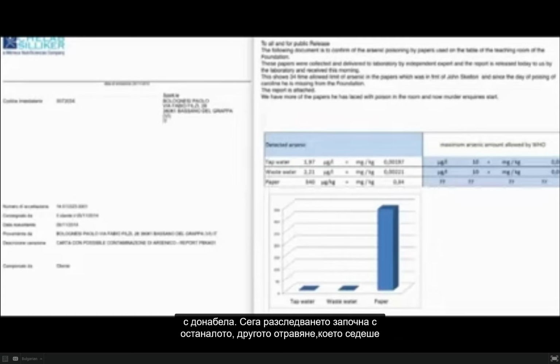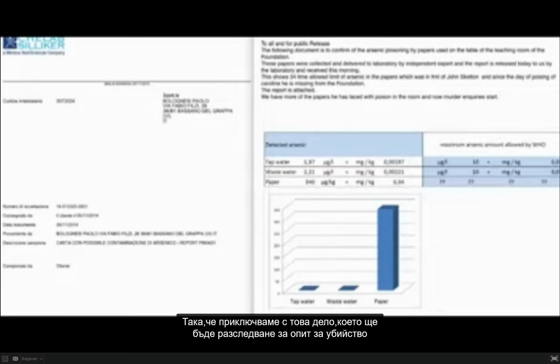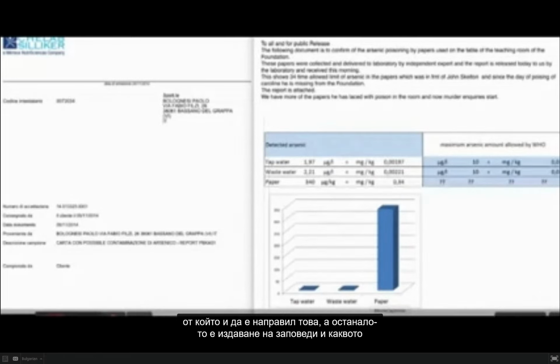Now the inquiry started with the rest of it. There are other poisonings sitting in the house which we are aware of, and that has been handed over for what has got to be done. So we close this case now, which is going to be an attempted murder inquiry by whoever they are, and then the rest is for the warrants to be issued and whatever is going on illegally.